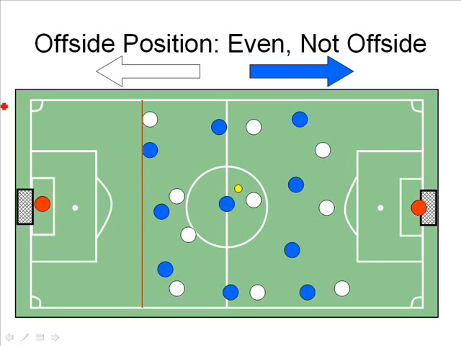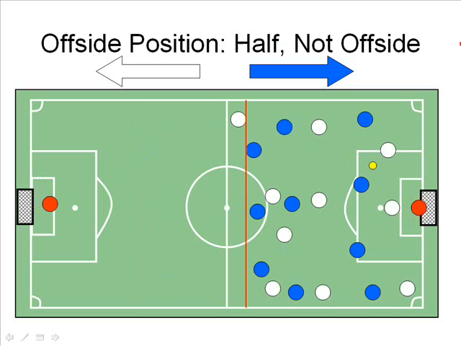A player is not in offside position if he is even with the second to last defender. Additionally, he can be even with both defenders, and he is not in offside position. A player is also not in an offside position when he is on his own half of the field. As you can see here, there's only one player between himself and the goal line, but he is not in offside position because he's on his own half.